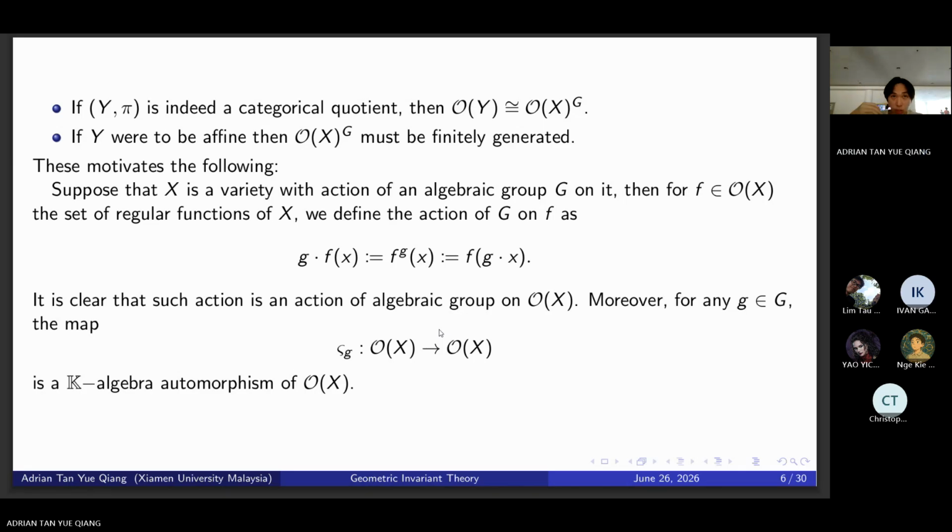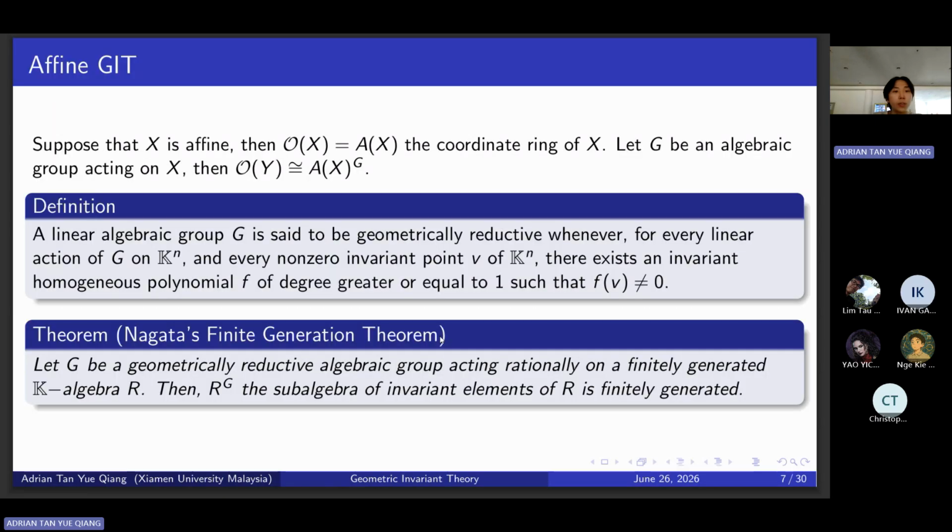We now take another perspective, which is that we look at the algebra rather than the geometric space, because it's very difficult to do that. So we define the expression on the functions, the regular functions on any variety, as such. This is very simple, I'm not going to explain more. Next, we're going to construct our affine GIT.